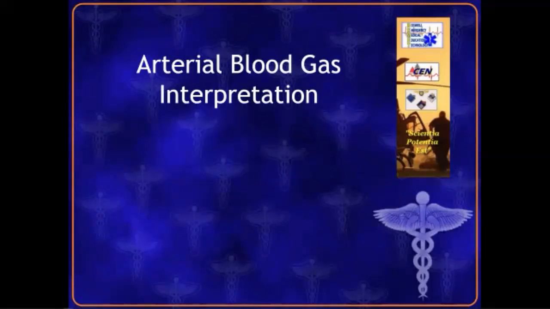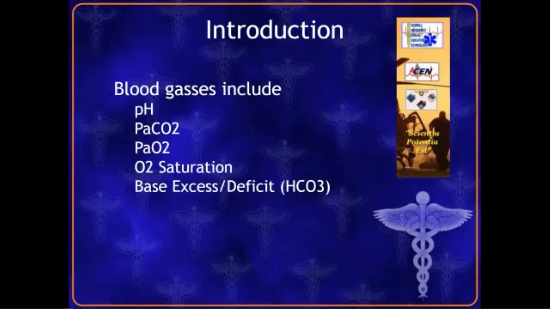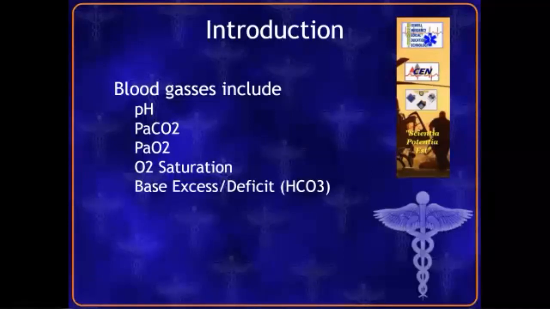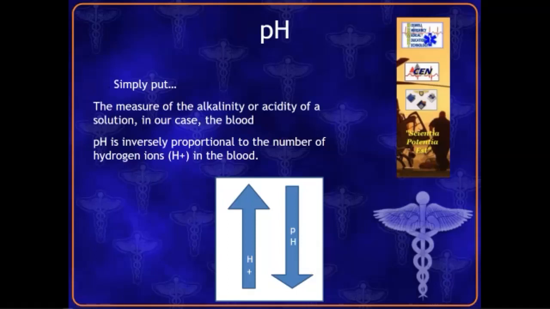All right, so let's talk about some blood gases. The first few minutes is just a review of some basic concepts, stuff you probably already have a basic understanding of, and then we'll go into the actual method of how to interpret these and make them useful. We are going to be talking about the pH, the PaCO2, the PaO2, the O2 sat, and the base excess or deficit, which is also basically the bicarb. So it's a real simple, easy learning curve.